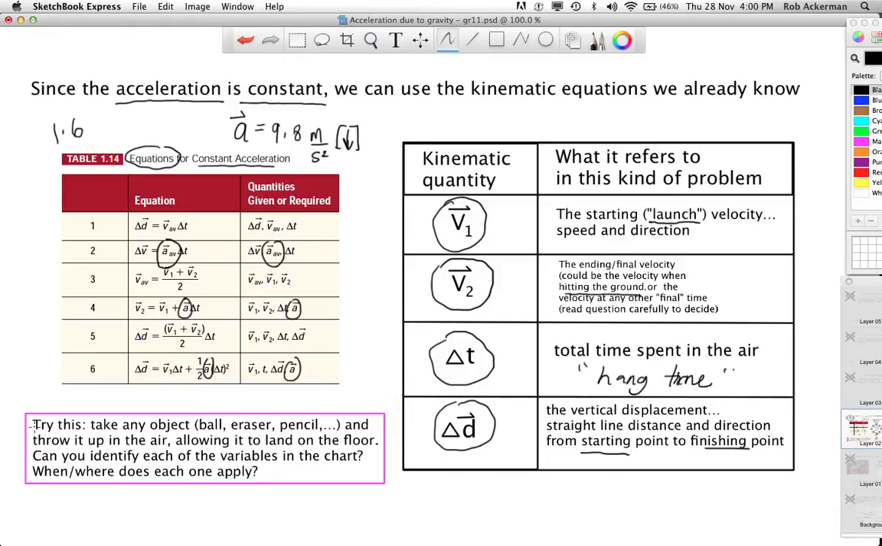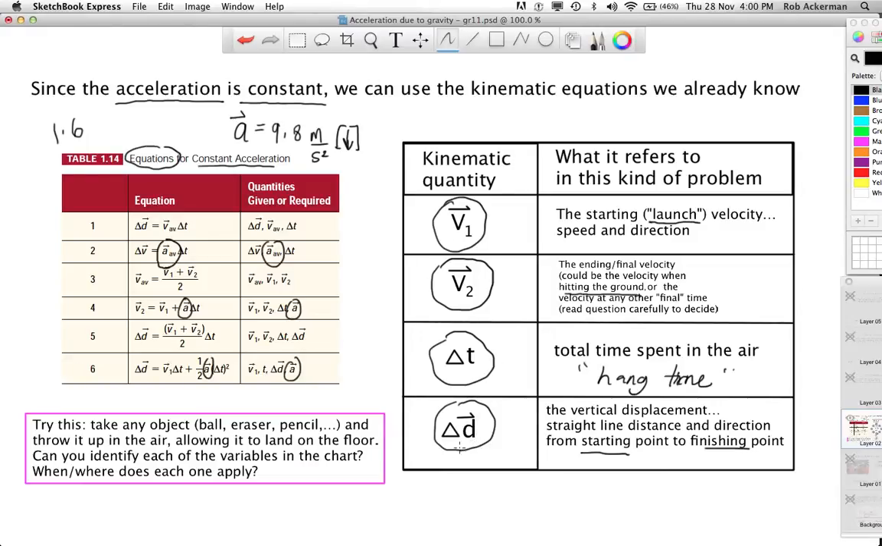Here's what I'd like you to do right now. Try this. Take any object, it could be a ball, an eraser, a pencil, anything that's near you and not fragile preferably, and throw it up in the air, allowing it to land on the floor. Can you identify each of the variables in this chart? Can you identify when and where each one applies? So as you throw that object in the air, which of these is the V1? What would that look like? As it hits the ground, which is the V2? Which is delta t? And which one is the displacement? Pause the video for a moment, throw something in the air, let it land, and see if you can identify each of these four variables.